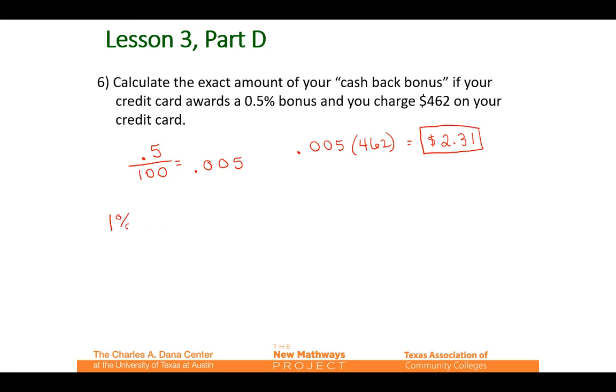But I really like what I did earlier. 1% means divide by 100. It's 1 over 100. 1/100th of 462 is $4.62. 0.5% is exactly half of 1%. That's an easy number to divide in half, and it was $2.31.